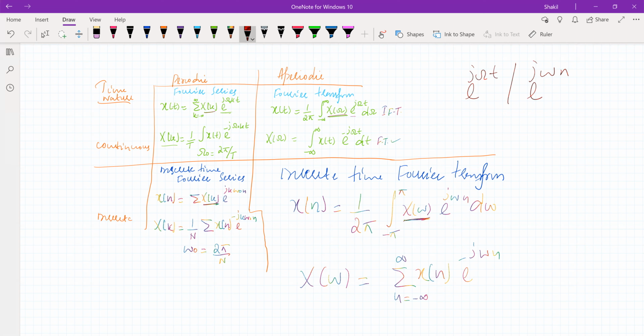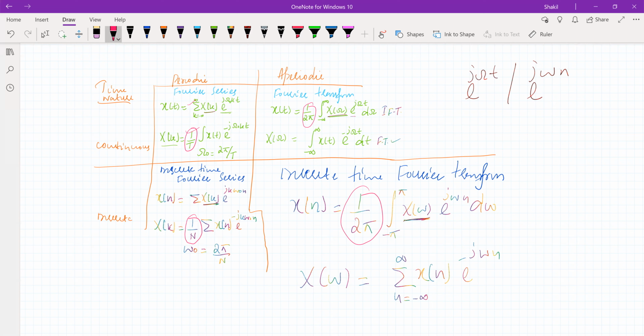Now one important point, please pay attention to this. Here the coefficient is 1 by T, with this integral. Here the coefficient is 1 by 2 pi, with the inverse Fourier transform. Here the coefficient is 1 by N, and here it is 1 by 2 pi. And remember, you can interchange these, meaning you can write this 1 by T with the other one also. There is no hard and fast thing.